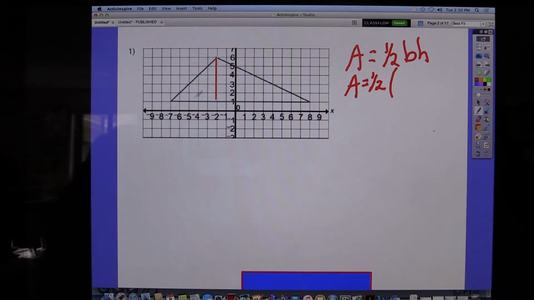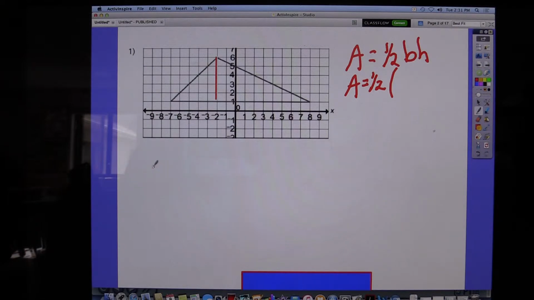Now, the base, when I look at this one, is going to be this line right here. And notice that we are at -7 and we're at +8. Now, boys and girls, when you have a line segment that goes from one quadrant to another quadrant on a coordinate plane, how do you find the length of that line segment without going through and counting those individual units? Carissa? You would add -7 with 8.